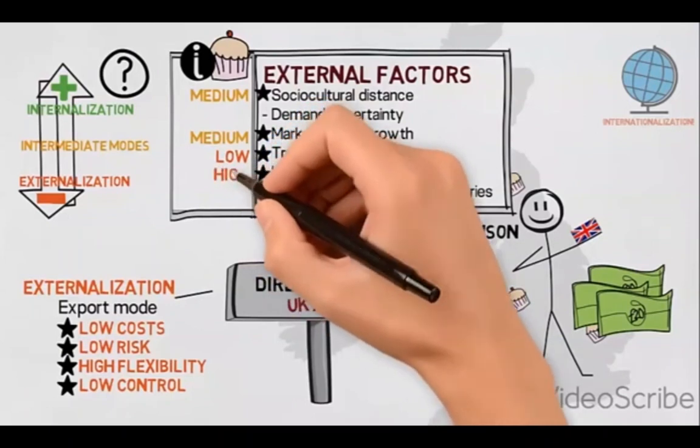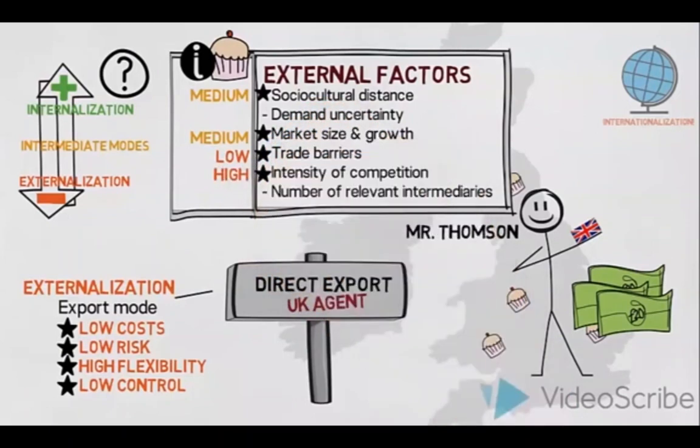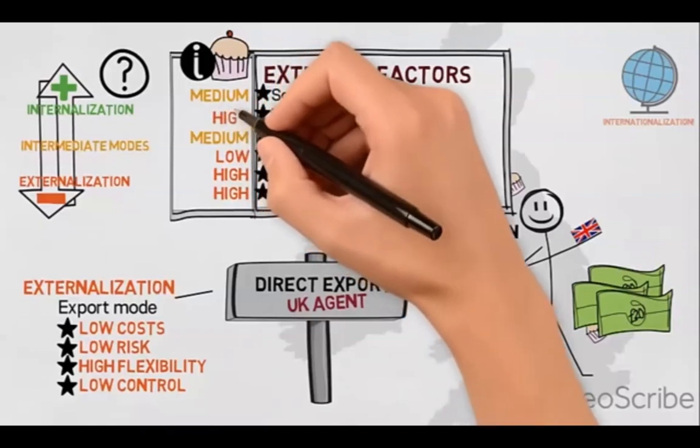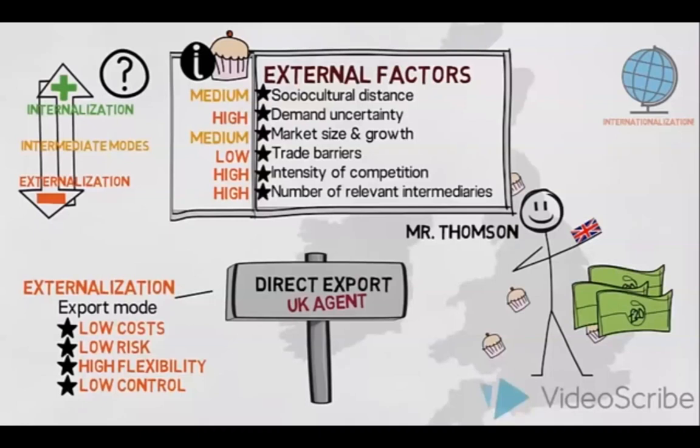French cakes have discovered that the competition is intense. This would add to the level of risk should they wish to use a hierarchical mode. Therefore, this indicates a move towards externalization. Research has also shown that there are a large number of relevant intermediaries available. Mr. Thompson is just one of many options in this field. Although the market has experienced growth, Brexit is believed to cause some general instability and uncertainty in the market.